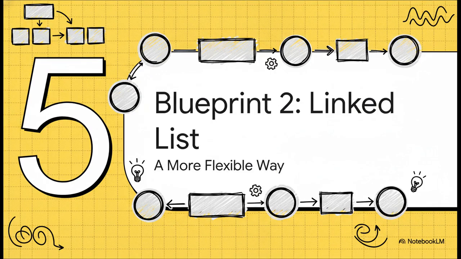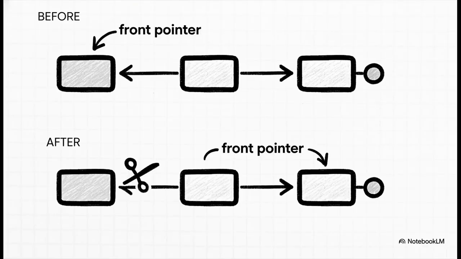So, if the simple array has this huge, glaring flaw, what's the alternative? Well, let's explore a much smarter, much more flexible approach, the linked list. So what on earth is a linked list? Well, instead of a rigid block of boxes, I want you to imagine a chain. Each link in the chain holds an item, and it also has a little pointer that just says, the next person in line is that one over there.